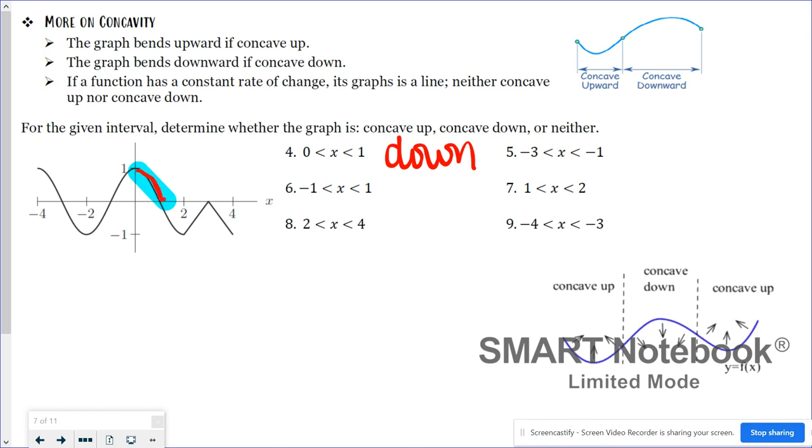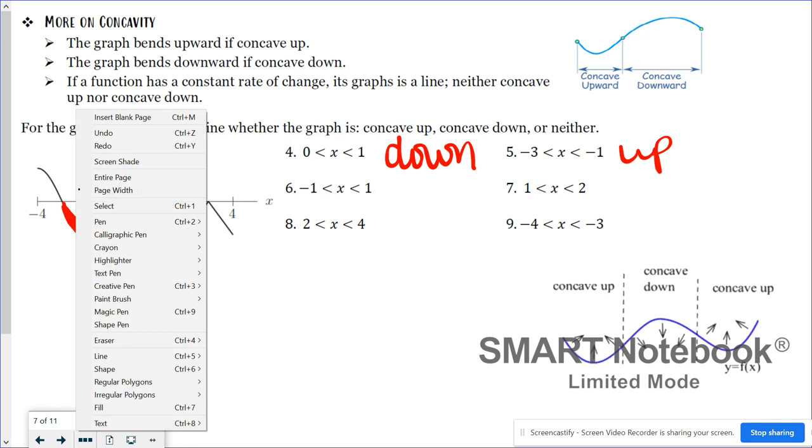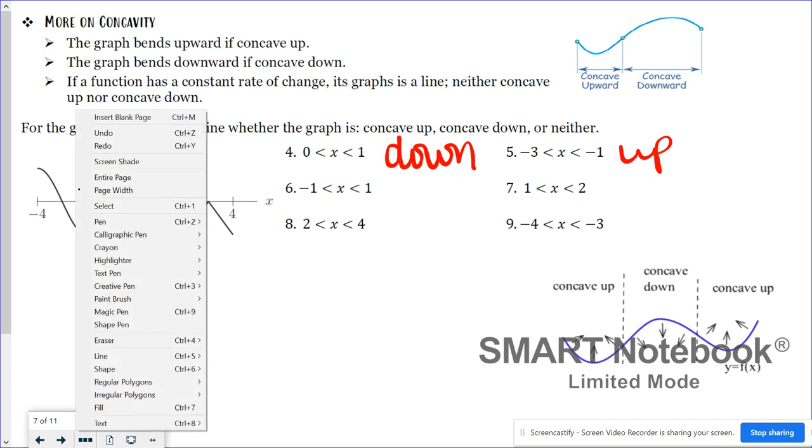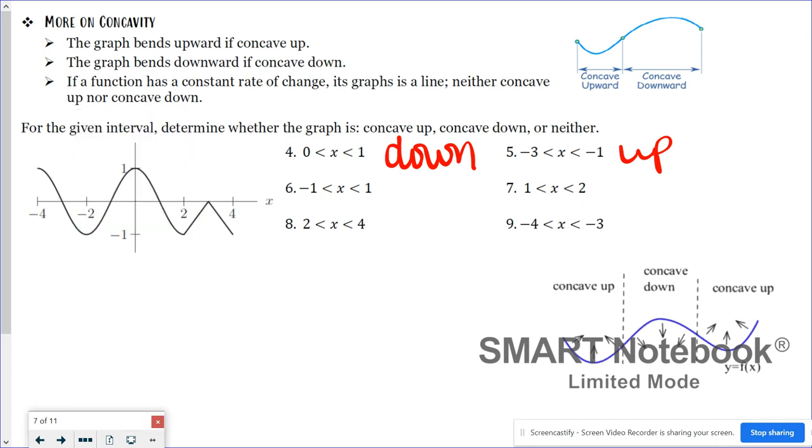What about from -3 to -1? Okay, so -3 to -1 would be this interval right here. I think we can all agree that that is curved up like a bowl. All right. So what about the next interval from -1 to +1? Okay. So that one I feel is also kind of obvious. -1 to +1 is this right here. And that is definitely down like a dome.